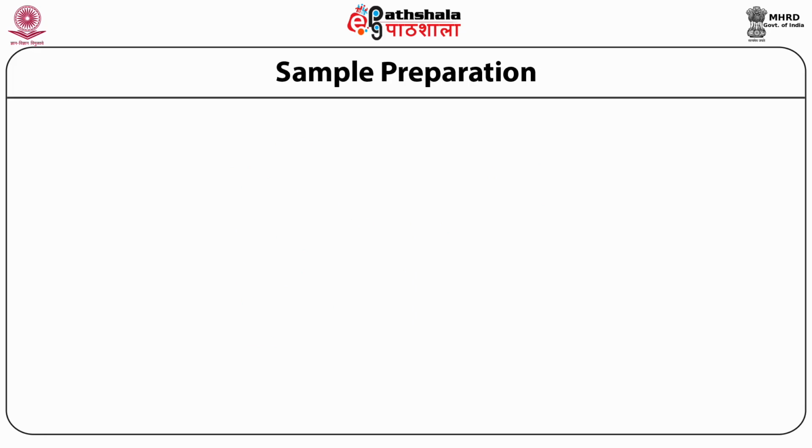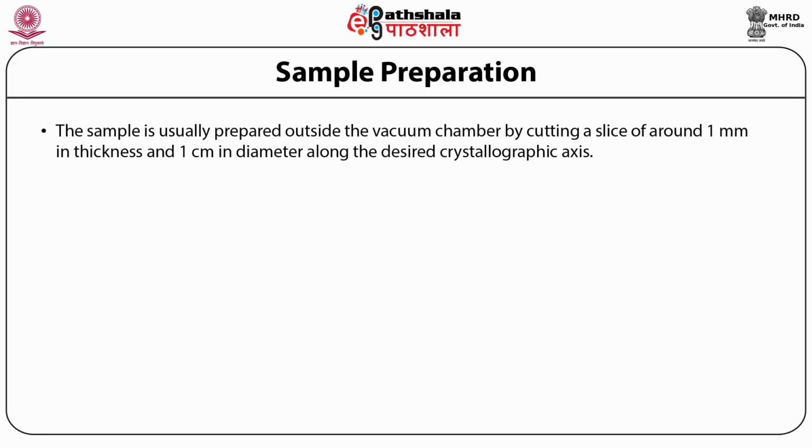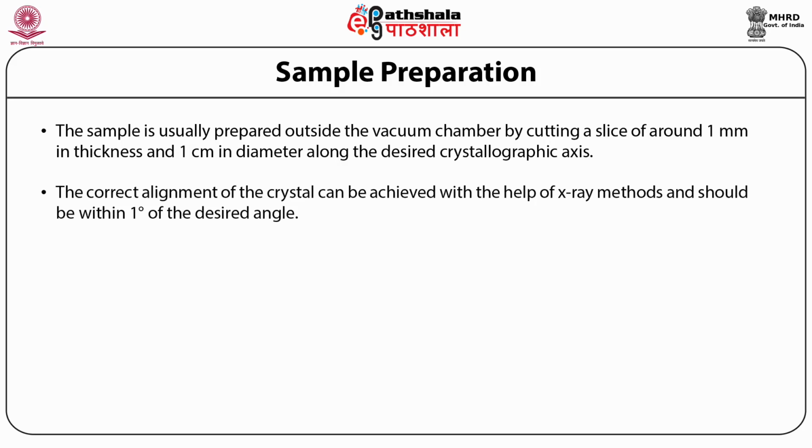Sample preparation. The sample is usually prepared outside the vacuum chamber by cutting a slice of around 1 mm in thickness and 1 cm in diameter along the desired crystallographic axis. The correct alignment of the crystal can be achieved with the help of the X-ray method and should be within 1 degree of the desired angle.